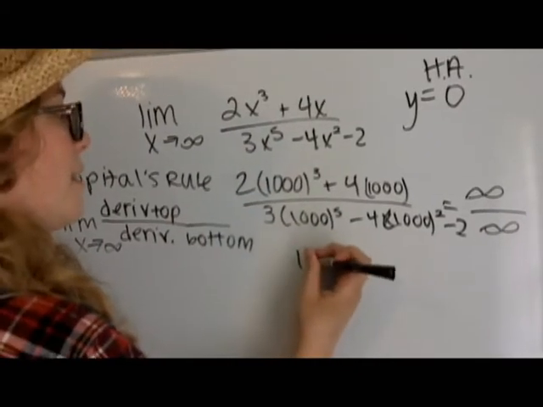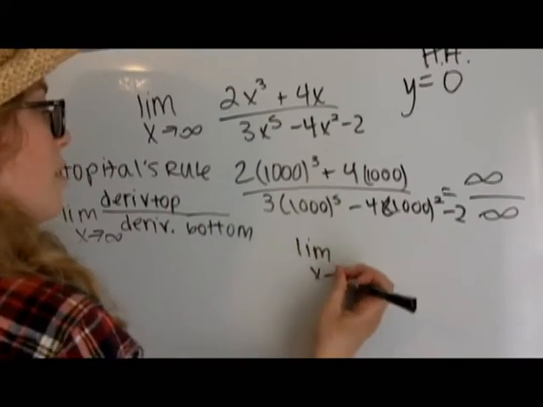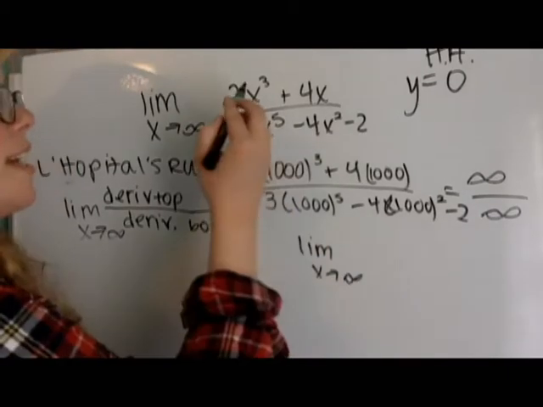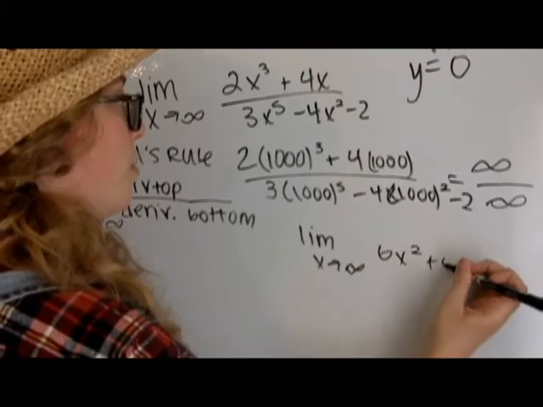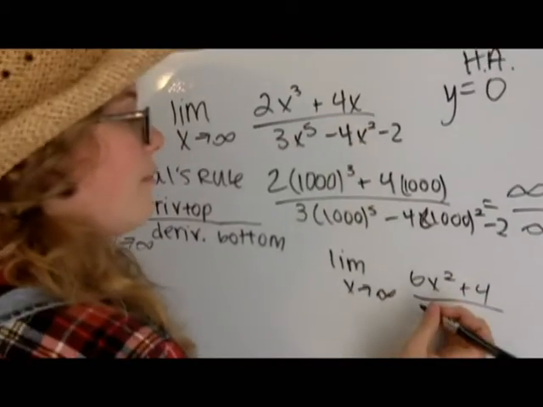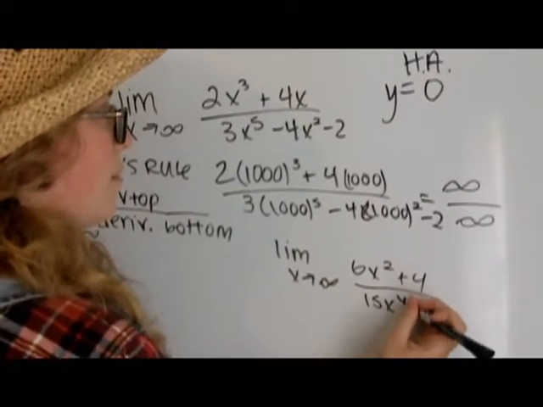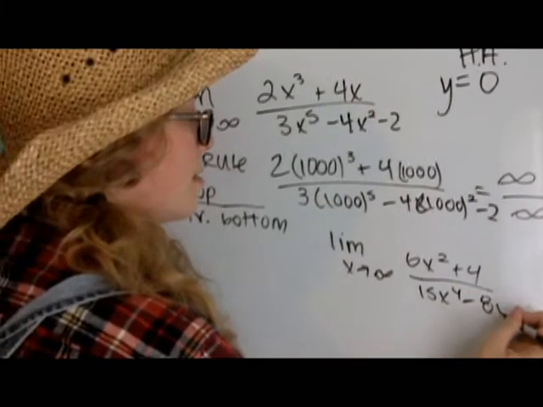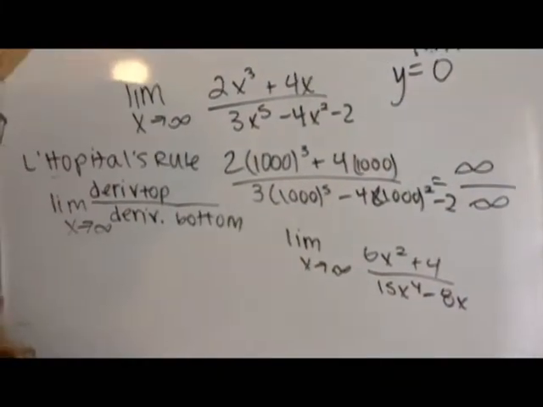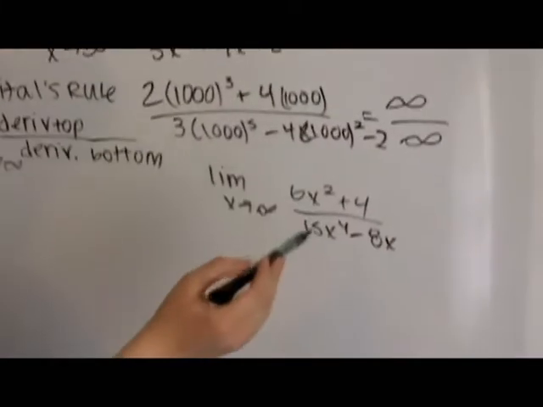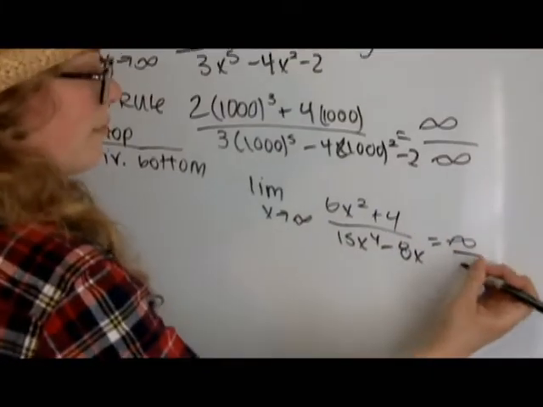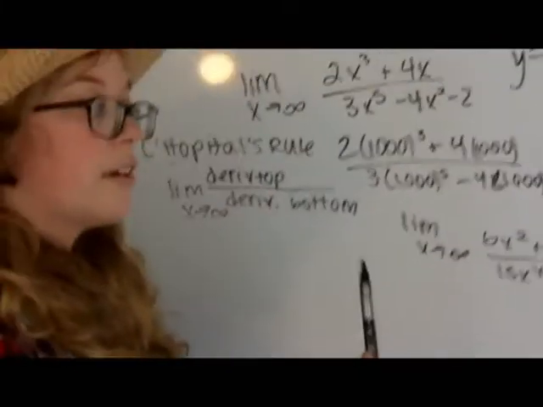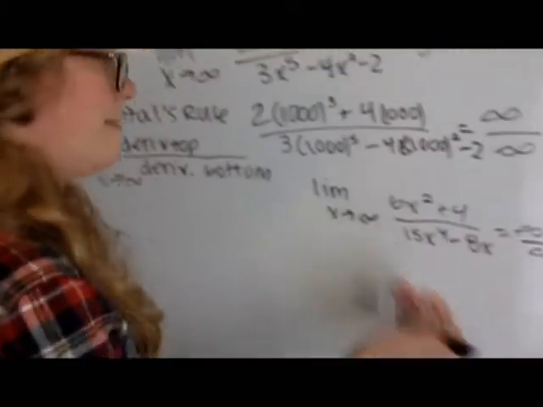So we've got the limit as x approaches infinity. To take the derivative of the top, that's going to be 6x squared plus 4 over 15x to the fourth minus 8x. And then the 2 just goes away. Since when we would try to plug in 1,000 or another large number, it will still be infinity over infinity. Therefore, we can do L'Hopital's rule again.